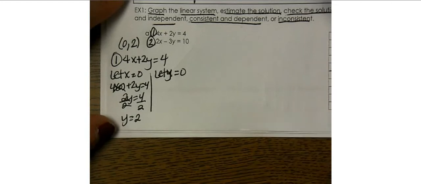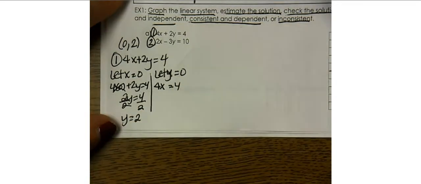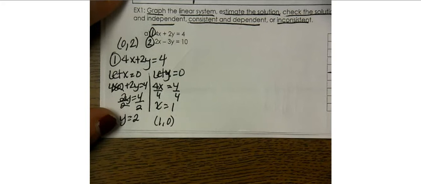Next, I'm going to come up with my x-intercept, which happens whenever y is equal to 0. So I'm going to write 4x, and I can just eliminate that 2y, and this is going to simply equal 4. Dividing both sides by 4, I find that x is equal to 1, which means that my ordered pair is located at (1, 0). So I'm going to plot (1, 0).